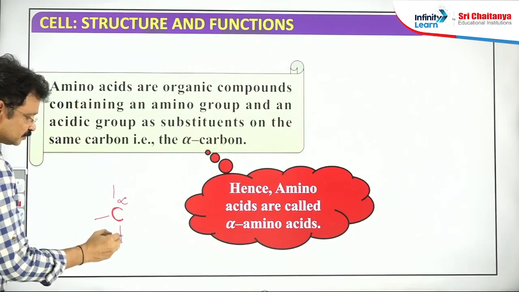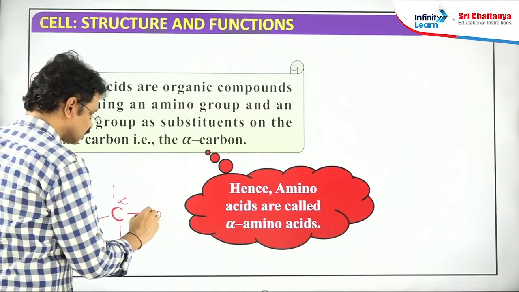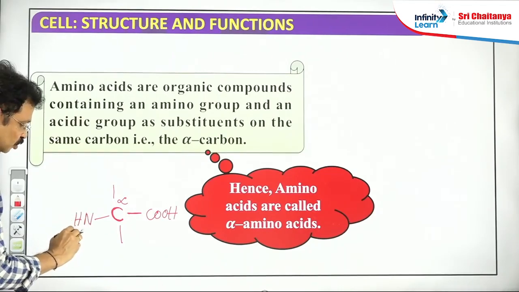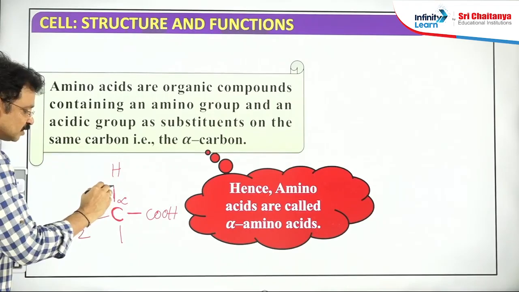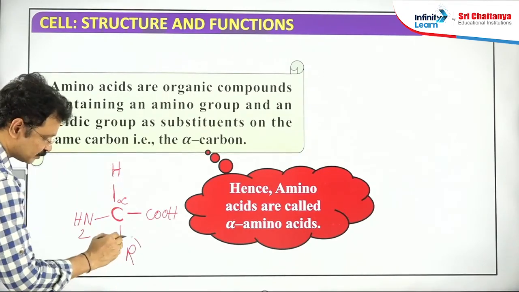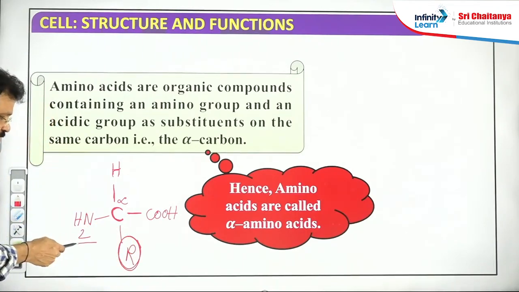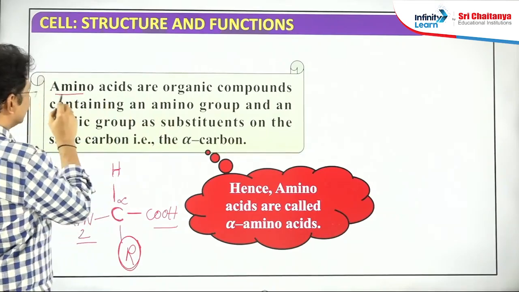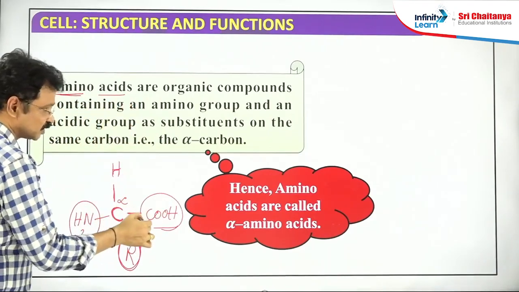As we know, the valency of carbon is 4. At one valency position, the carboxylic group is there, and on the opposite side the amino group, NH2, is present. One hydrogen is found at the third valency position, and the remaining position holds the alkyl group. Due to the presence of both an amino group and an acid group, these are called amino acids.